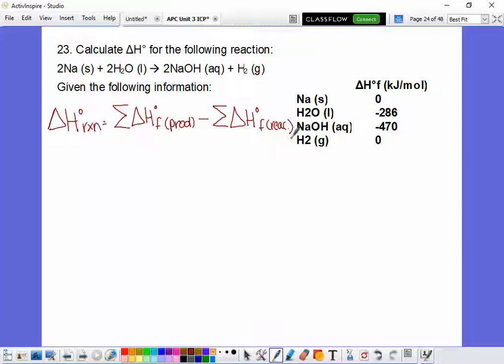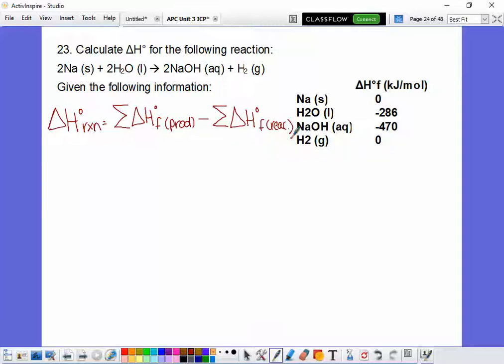Most substances, when they form, release energy. Most substances, when they form, are exothermic. But there are a few that are endothermic. So all elements, ions, and compounds have a delta HF value associated with them.